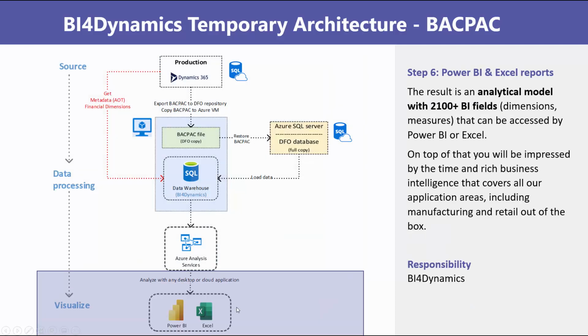Step 6, connect Power BI and Excel reports. The result is an analytical model with 2100 plus BI fields, dimensions, and measures that can be accessed by Power BI or Excel. On top of that, you will be impressed by the time and rich business intelligence that covers all our application areas, including manufacturing and retail out of the box.